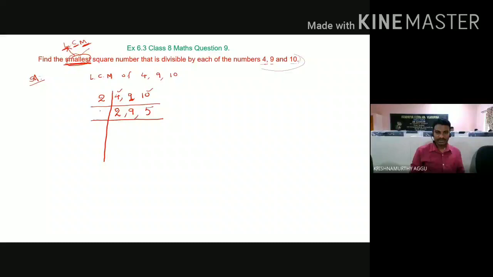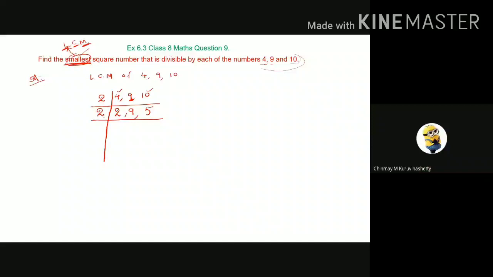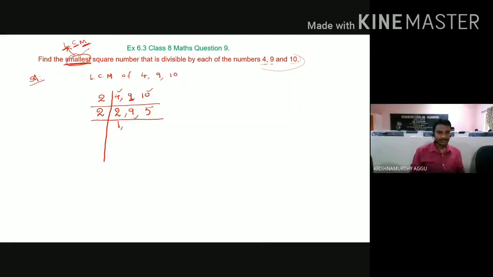Which prime number divides all these three? No prime number divides all three. At least two? So let us go with 2 only. 2 one time 2. But 9 is not exactly divisible by 2, so 9 stays 9. 5 is also not exactly divisible by 2. You have to divide only where it is exactly divisible; the number which is not exactly divisible you have to write as it is. Clear to you?